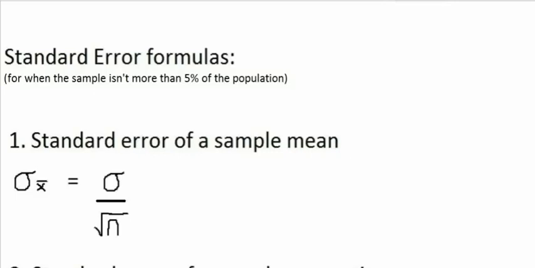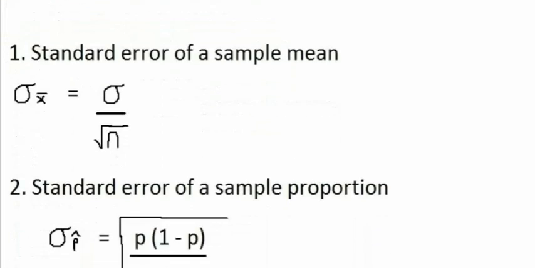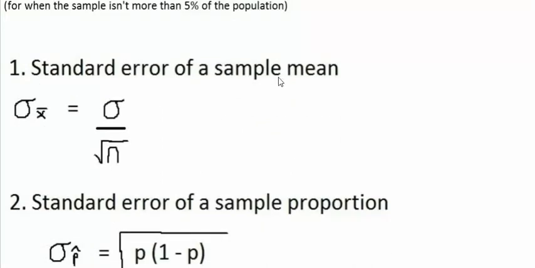In this video, we're going to go over the different formulas for calculating a standard error, and we're going to practice using them. So there's actually two main formulas that I'm showing you on this page right here. And the first one is for a sample mean, and the second one is for a sample proportion. So the formula that you use depends on what's being calculated, if it's a mean or a proportion.